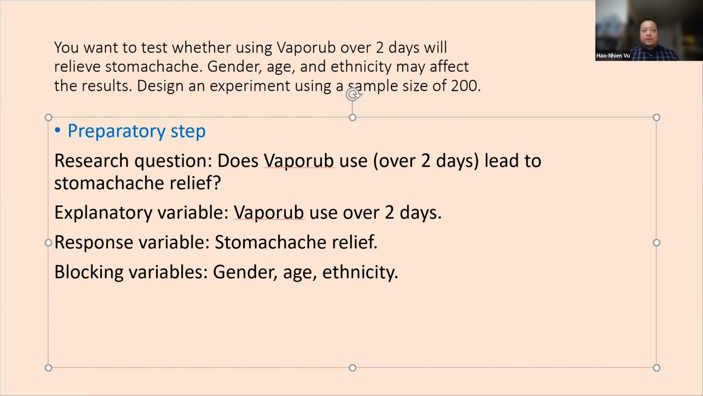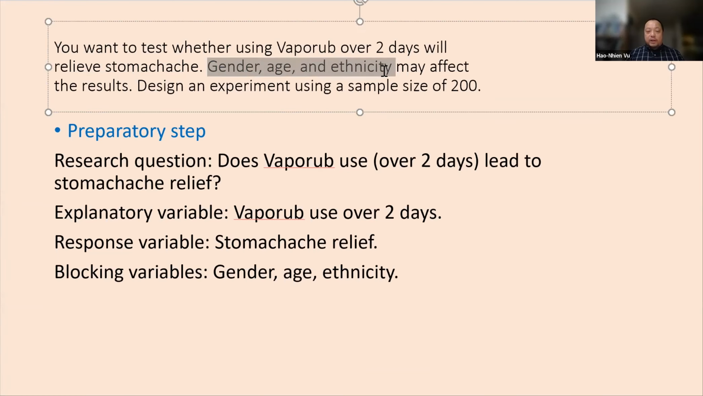Research question: does VaporUp over 2 days lead to stomachache relief? Explanatory variable, VaporUp. Response variable, stomachache relief. Blocking variables are right there in the question: gender, age, and ethnicity. I have all my information, I'm ready to go.